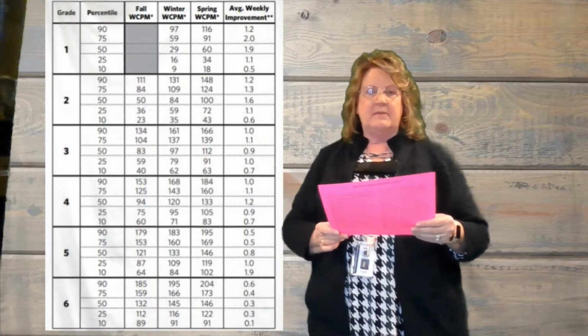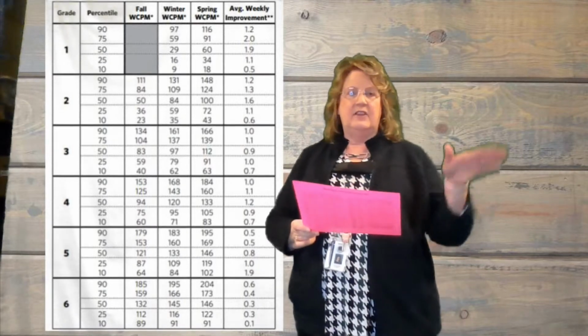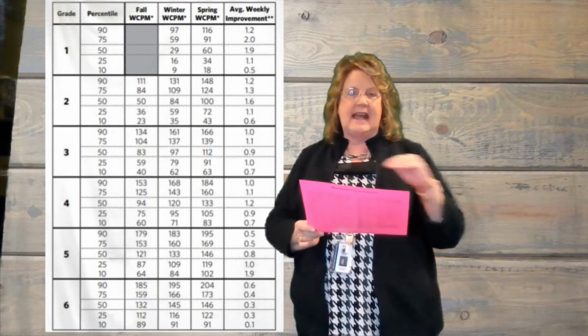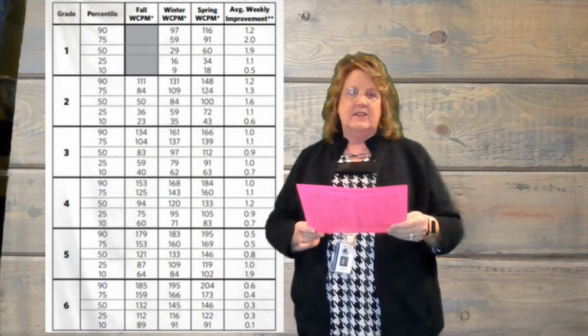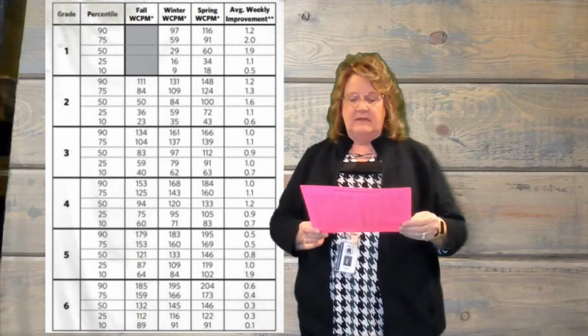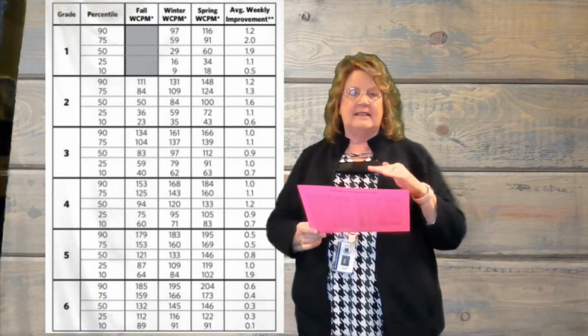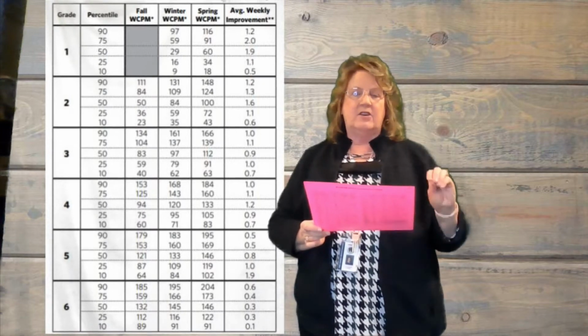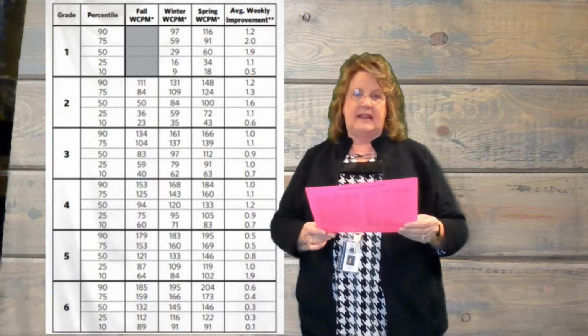When you're talking about a percentile, you're talking about the normal bell curve. 50 is right up here. It is the average proficiency score for a grade. So if your child is able to do what is expected at the 50th percentile, they are right on grade level and exactly where they should be.